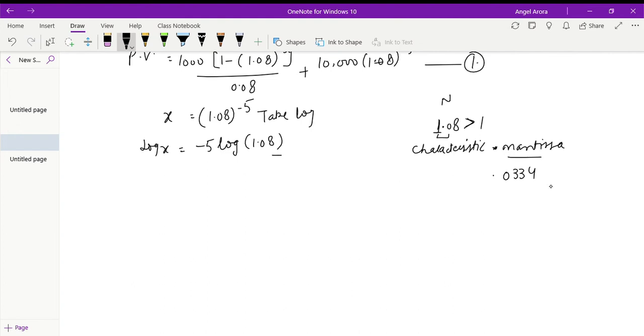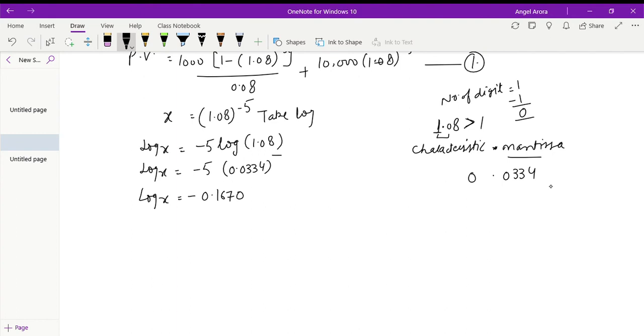Number of digits here is only 1. Only one digit is there. So we have to subtract 1 from this. 1 minus 1 is equal to 0. So characteristic part will be 0. So log x is equal to minus 5 into 0.0334. So log x will be equal to minus 0.1670. Now we have to find out the antilog value of this value.